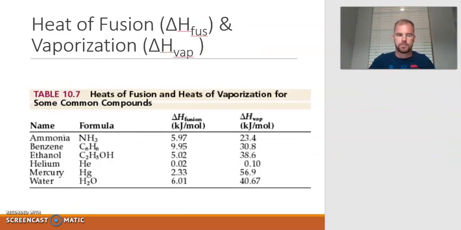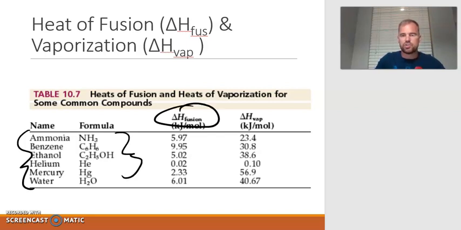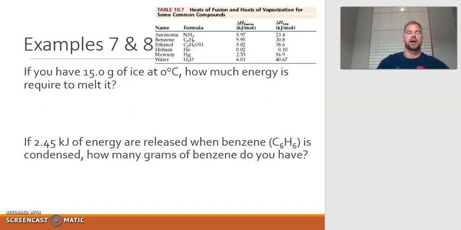And like I said, every substance has its own heat of fusion and heat of vaporization. I've provided a table that has 6 compounds, their formulas, and then their heat of fusion and heat of vaporization values. I would give you this information on an exam, so you don't have to memorize any of this. But let's take a look at some examples of how you would solve these types of problems. So let's take a look at example 7.